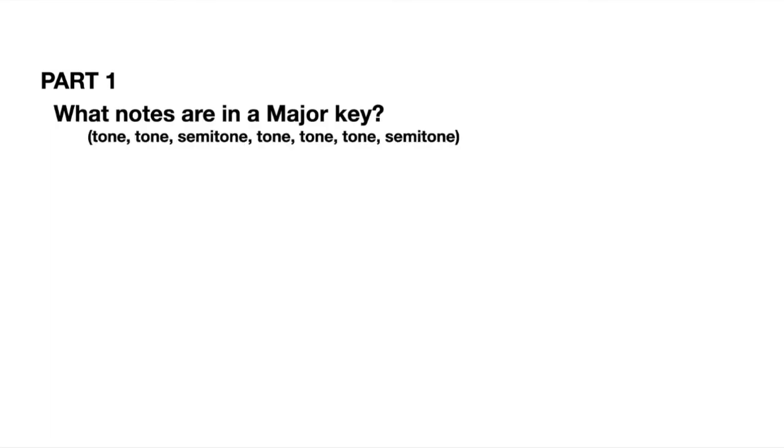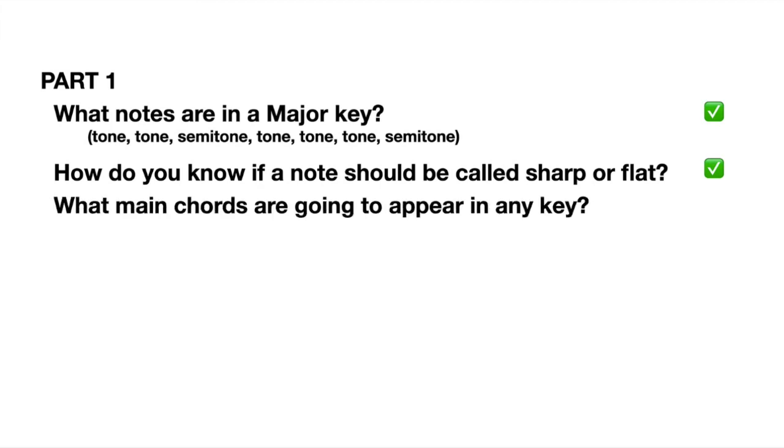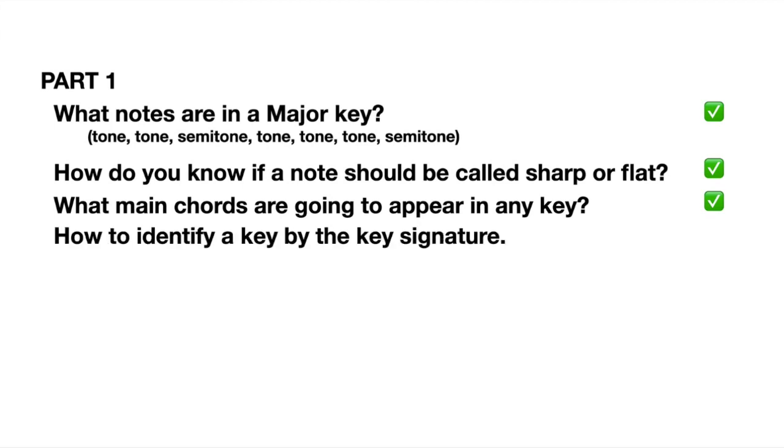So, in part 1, we've covered the notes that are found in each major key. Remember, it's tone, tone, semitone, tone, tone, tone, semitone. We know whether a note should be called a sharp or a flat. The scale is either all sharps or all flats and contains all the note letters. We can work out the main chords that will be in a key, as the 1, 4, and the 5 will be the majors, and the 2, 3, and 6 will be the minors. And we understand how it's possible to work out a key just from the key signature, because every key has a unique number of sharps or flats.